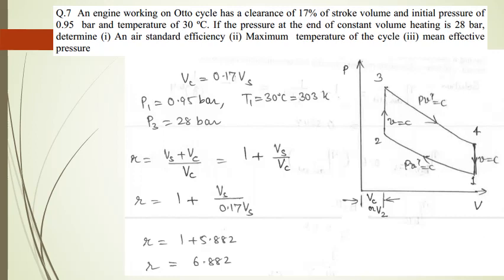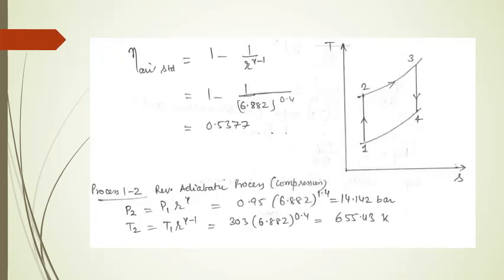Now the compression ratio, which is equal to Vc plus Vs upon Vc, can be written as 1 plus Vs upon Vc, and Vc we have substituted with 0.17 of Vs, so this gives us the value of compression ratio to be 6.882. So once we have found the compression ratio, we can find the air standard efficiency for the Otto cycle given by the formula 1 minus 1 upon r raised to power gamma minus 1, and that comes out to be 0.5377.